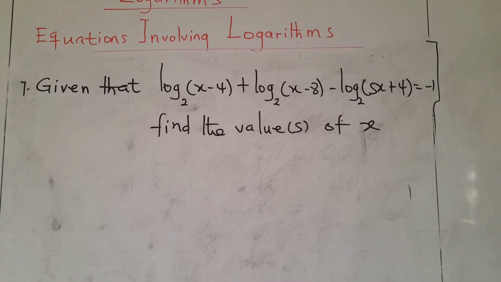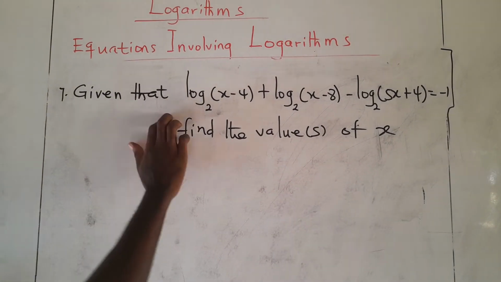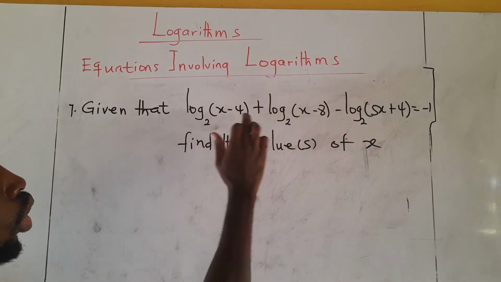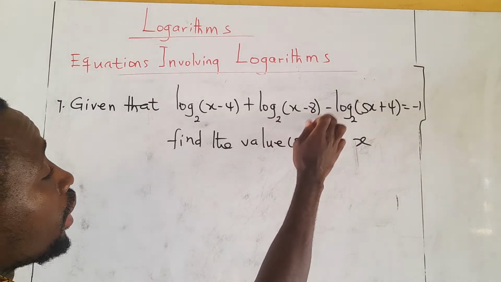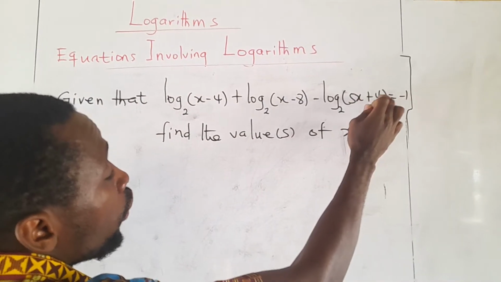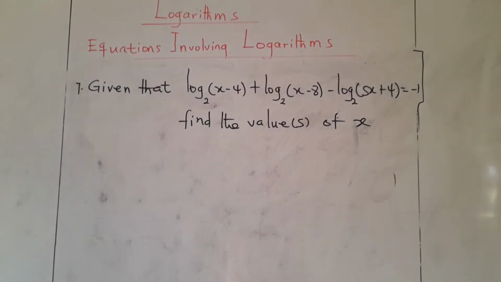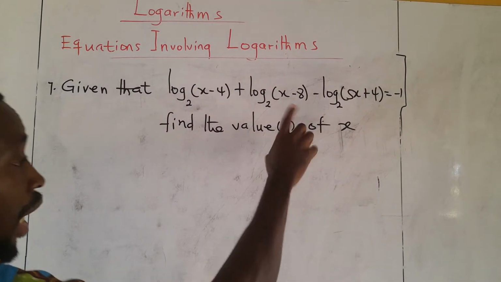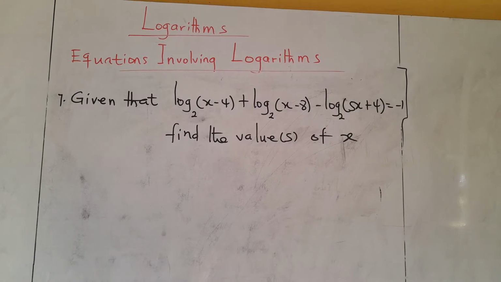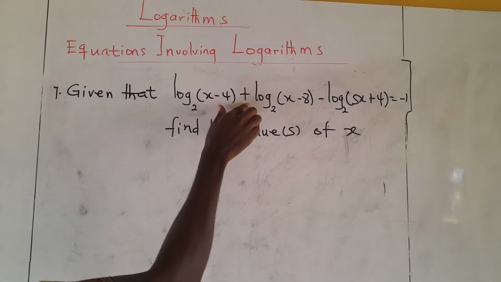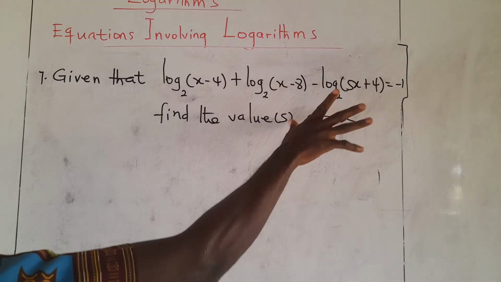Please pause the video and see if you can solve it. So given that log (x minus 4) base 2 plus log (x minus 8) base 2 minus log (5x plus 4) base 2 is equal to negative 1, we should find the value or values of x. So how do we do that? Remember the laws. When they are adding, we multiply. When they are subtracting, we divide.